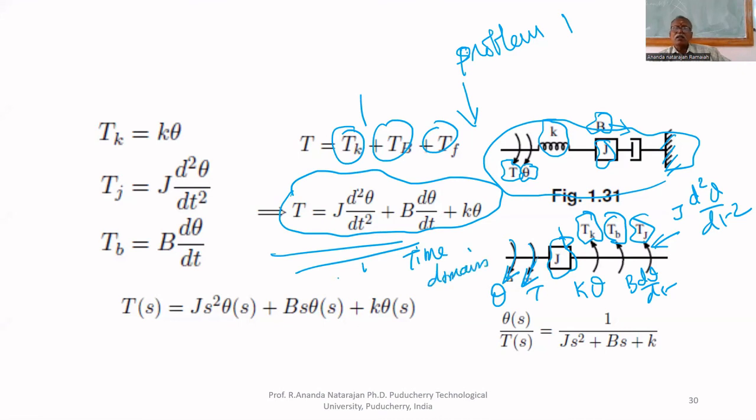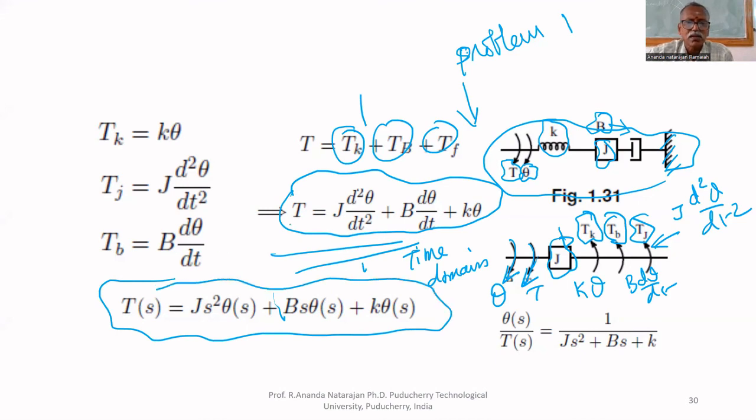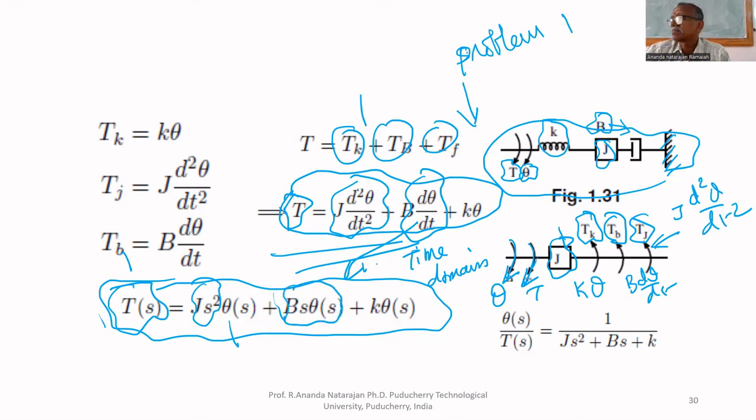To obtain the mathematical model in the frequency domain, we have to take the Laplace transform. The applied torque is a variable, and we do not know the form of the input torque, so we write T of S. The Laplace transform of J d square theta by dt square, assuming zero initial conditions, is J s square theta of S. For B d theta by dt, it is B s theta of S.